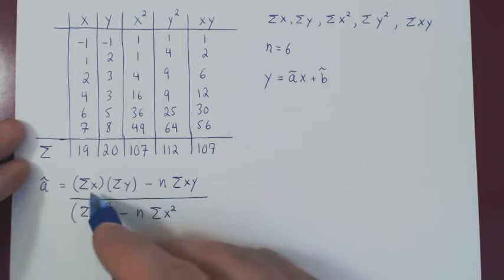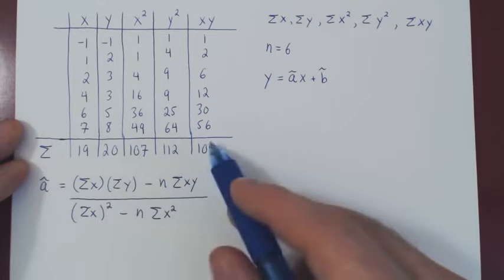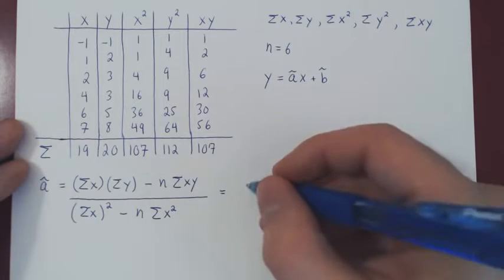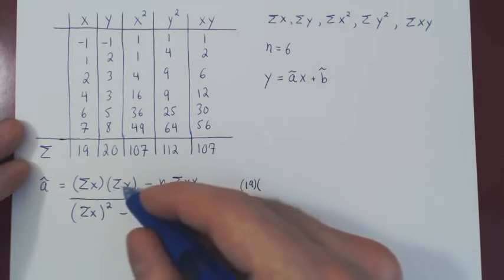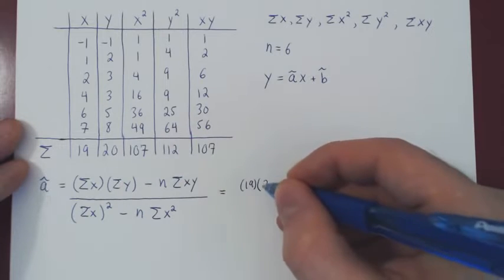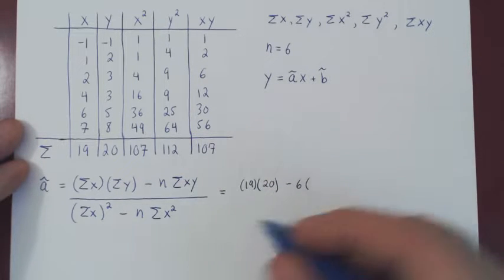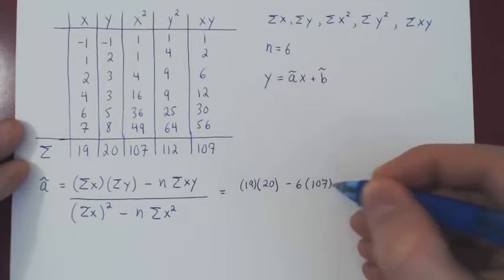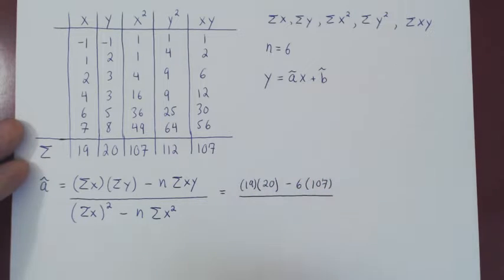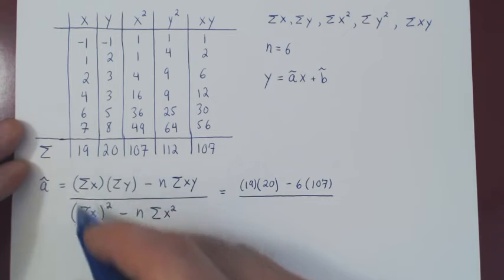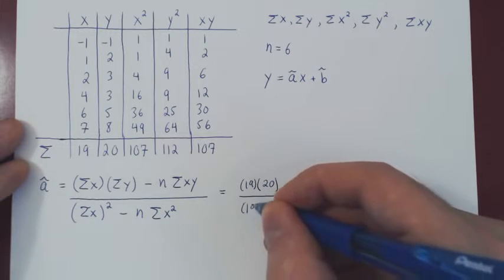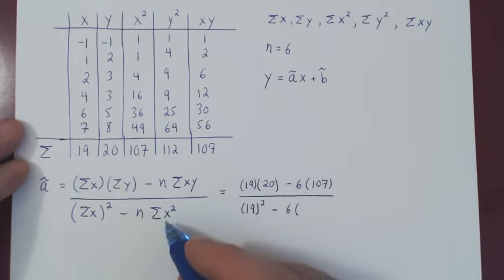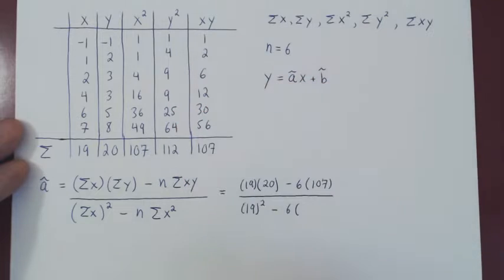Now if you look, everything in this formula we already have computed. We have all of our column totals, we have n, so we can just replace. Sum of x, 19, times the sum of the y's, 20, minus n, which is 6, times the sum of the xy terms, 107, over the sum of the x's, 19, all squared. So 19 squared, minus n, which is 6, times the sum of the individual x's squared, this is this column total, 107.